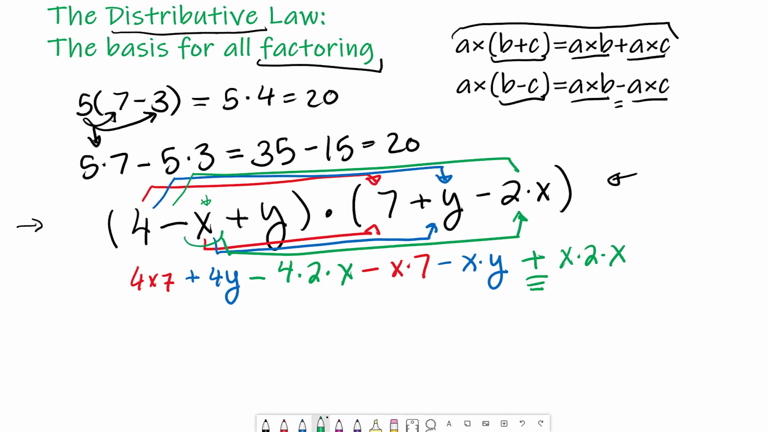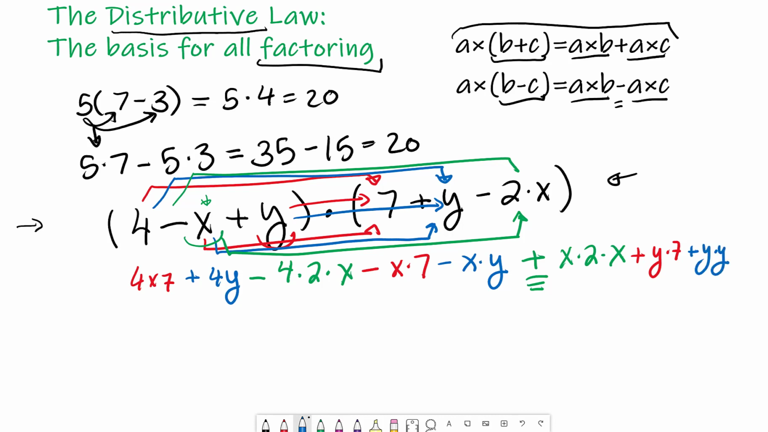So our final terms come from multiplying the y, right? So we have y times 7, so that's plus y times 7. We have y times y. It's getting a little messy, so that's plus y times y.